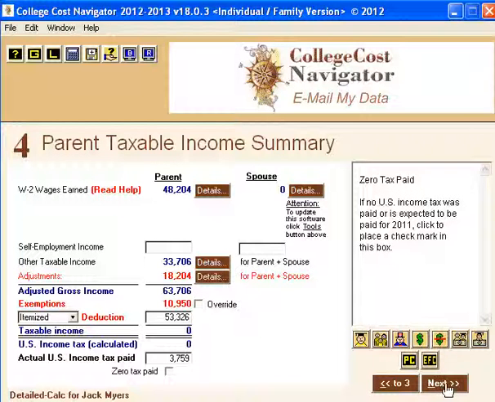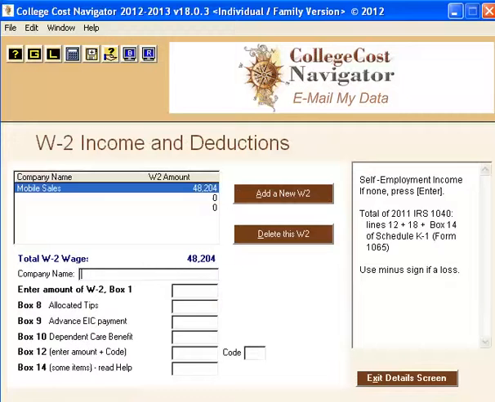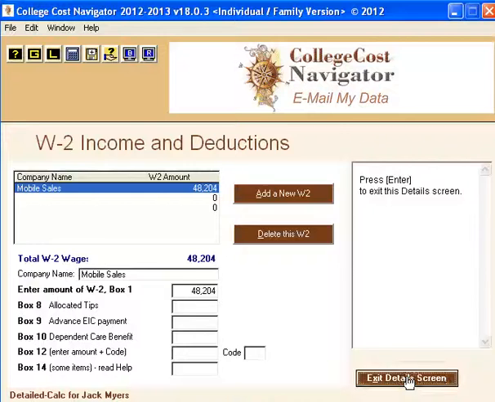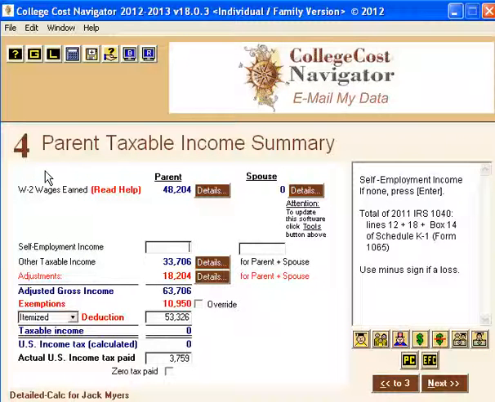The fourth screen deals with parent taxable income summary. And what happens here is you'll see details, and then that actually explodes to a different screen. Here you can take your W-2 form out and fill out whatever's in the boxes, and you can add or delete W-2 forms here. And then you exit the details screen, takes you back to screen 4. You also do the same thing with details for your spouse.